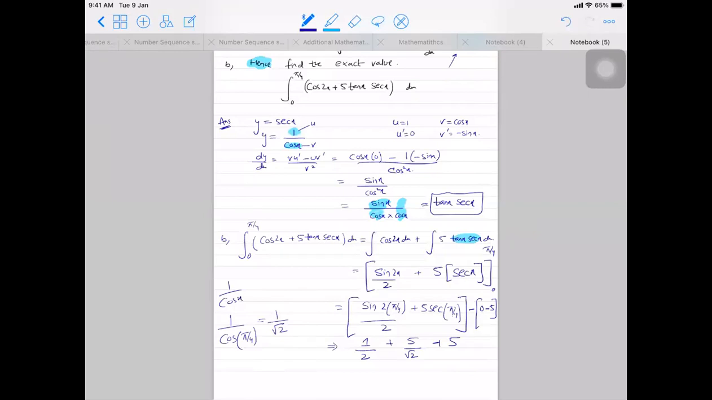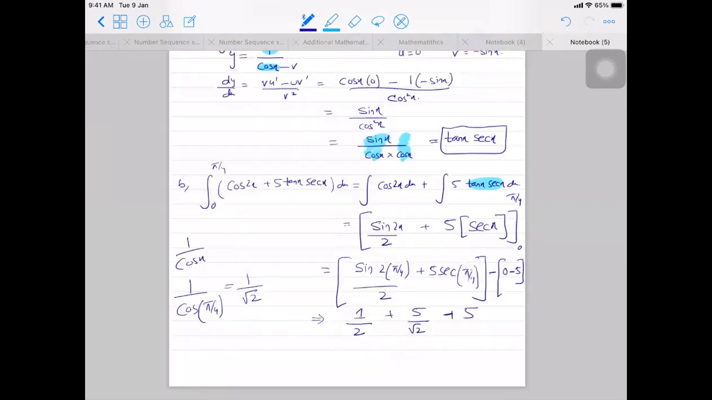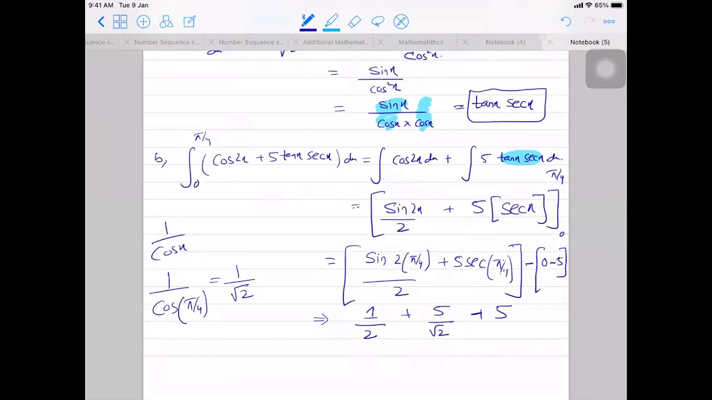Are we making a mistake? Oh, sorry, this was minus 5. So this is going to be negative 5. Yeah. So we can simplify this further. If I use my calculator to solve this further, I'm going to get 5 root 2 upon 2, and 1 upon 2 minus 5 is going to be minus 9 upon 2, minus 4.5. So this is the answer.